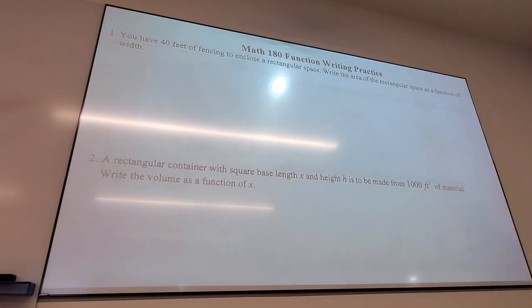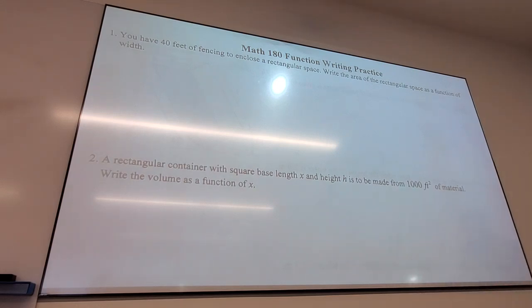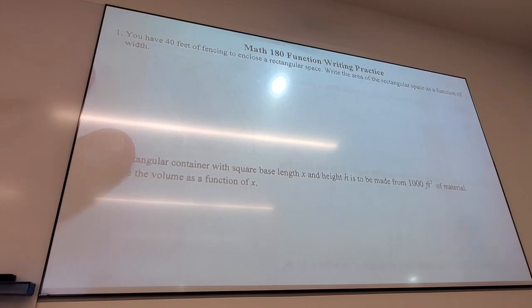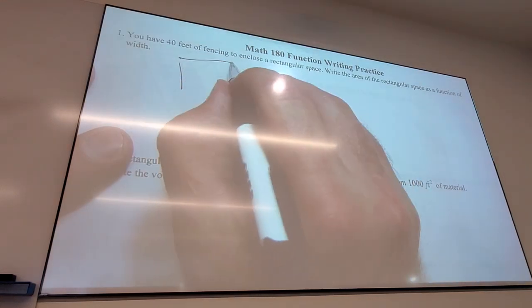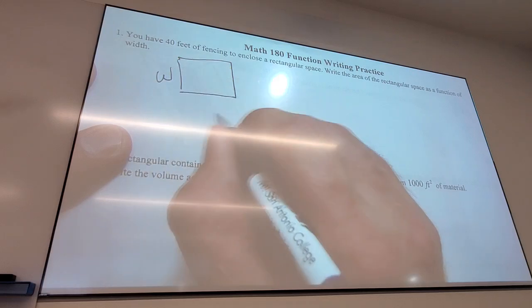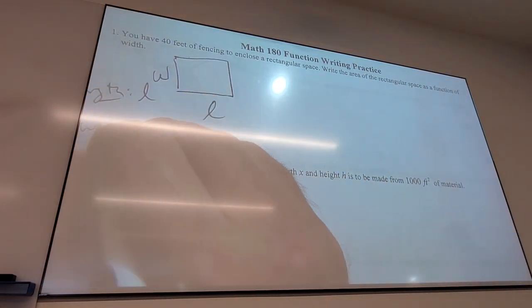Can you guys try to do number 1? Actually, let me help you out. This is a little weird. You can draw a picture, correct? How does the 40 relate? So I've drawn a picture. What dimensions do I need to give variable names to? Length and width, so we call them L and W. Length is L. Width is W.